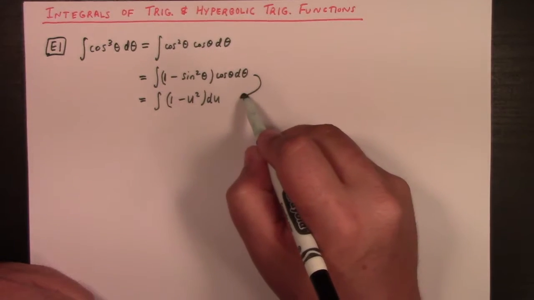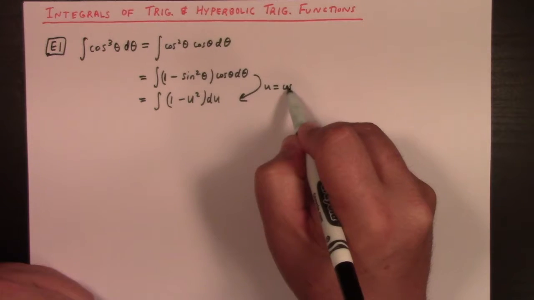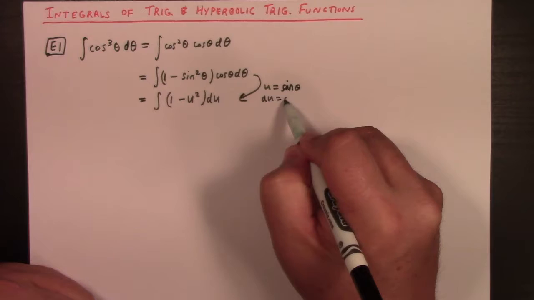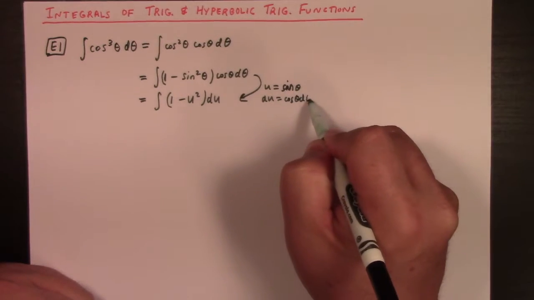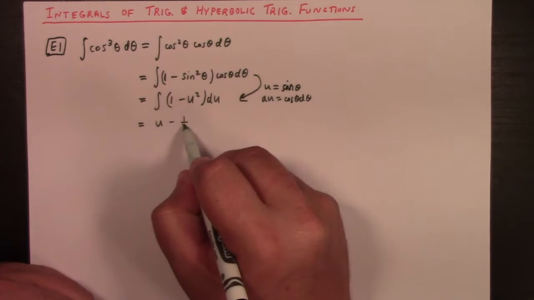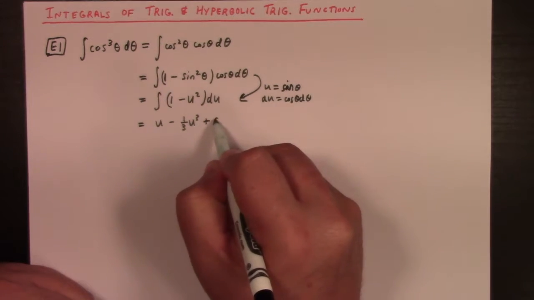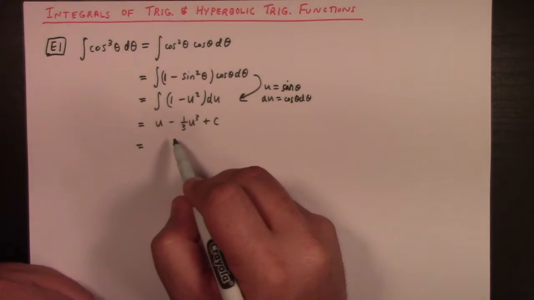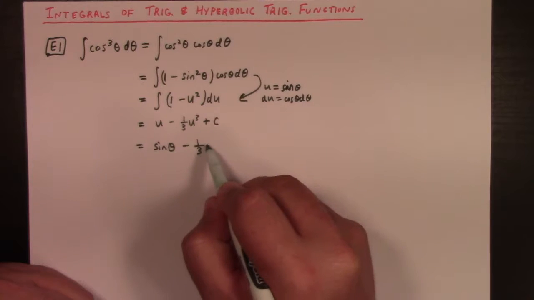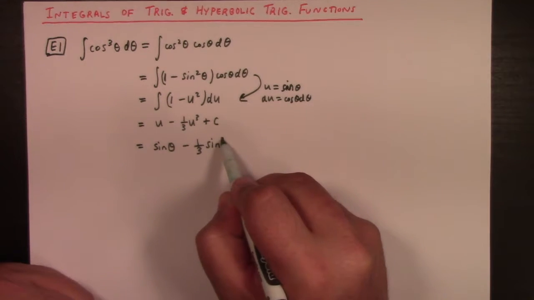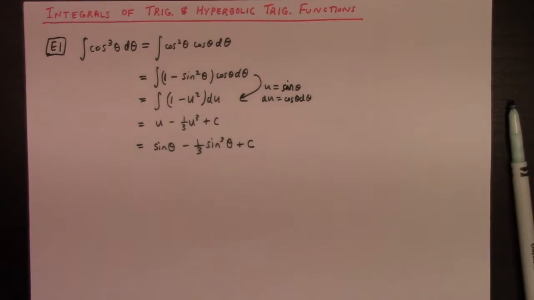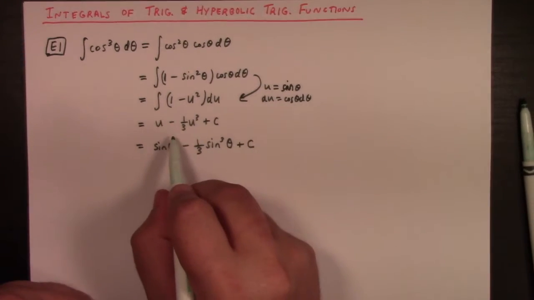Just let u equal sine theta, right? So du is cosine theta d theta, and there you have it. That's u minus 1/3 u cubed plus a constant, and so there's our answer: sine theta minus 1/3 sine cubed theta plus a constant. Alright, so that's how you integrate cosine cubed.